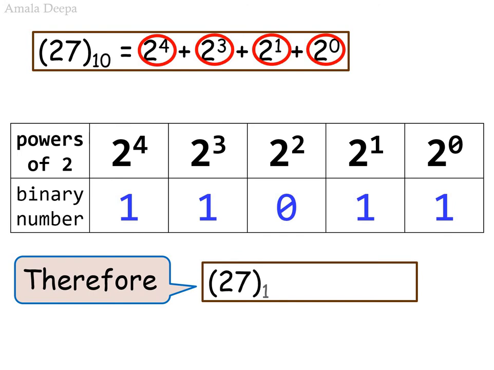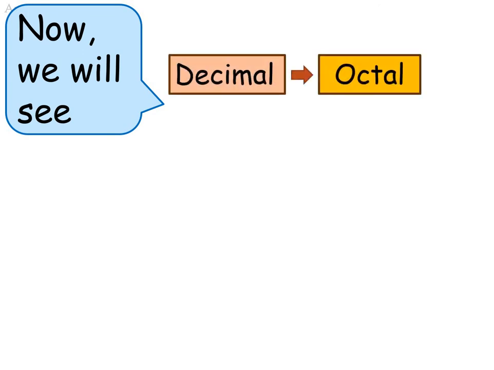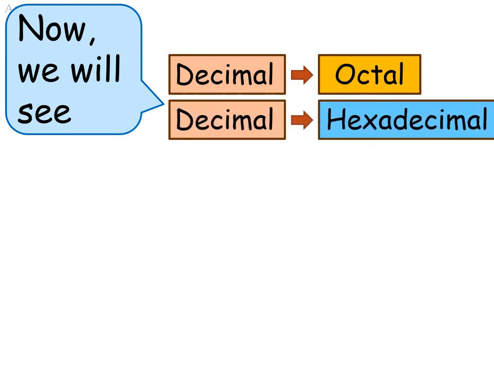27 base 10 is equal to 11011 base 2. This is called the sum of powers of 2 method of converting decimal to binary. Now we will see how to convert decimal to octal and decimal to hexadecimal.